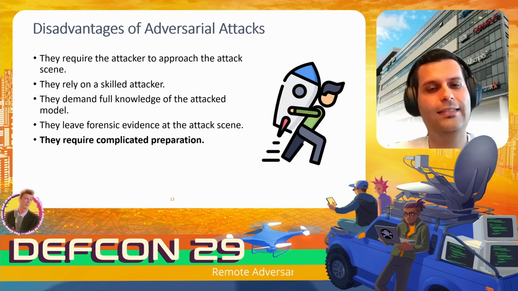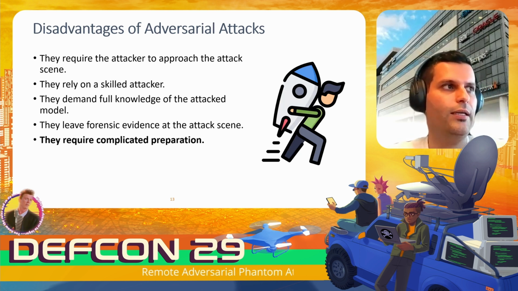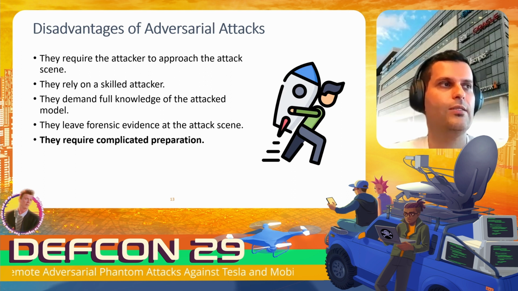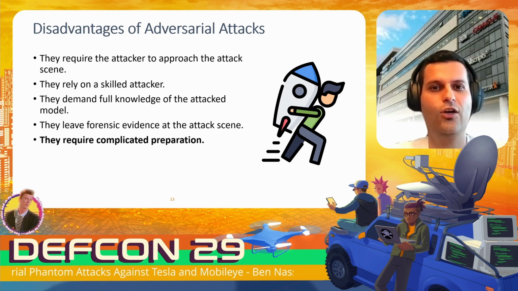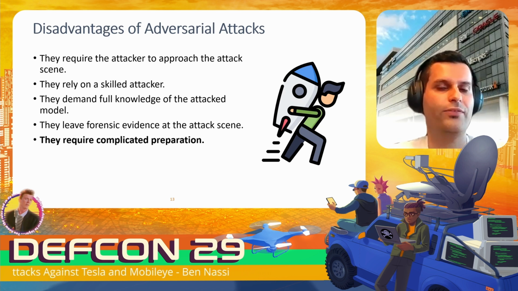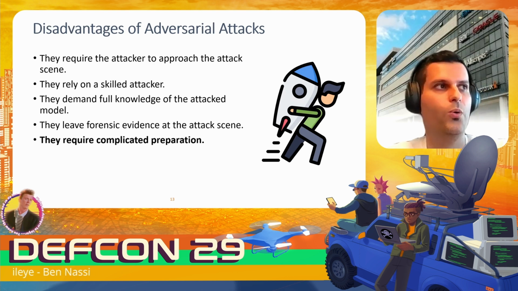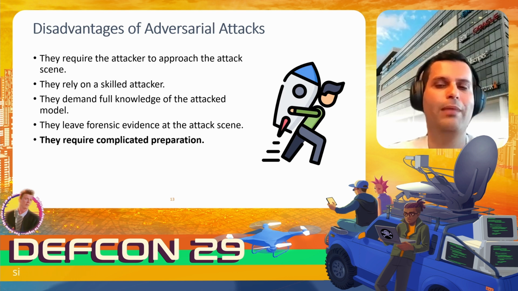And also, some of the attacks require complicated preparation. Bear in mind that training a neural network is, in my definition, a complicated preparation, because it takes a lot of time and may take a lot of resources. This is something that may be a limitation for some attackers.